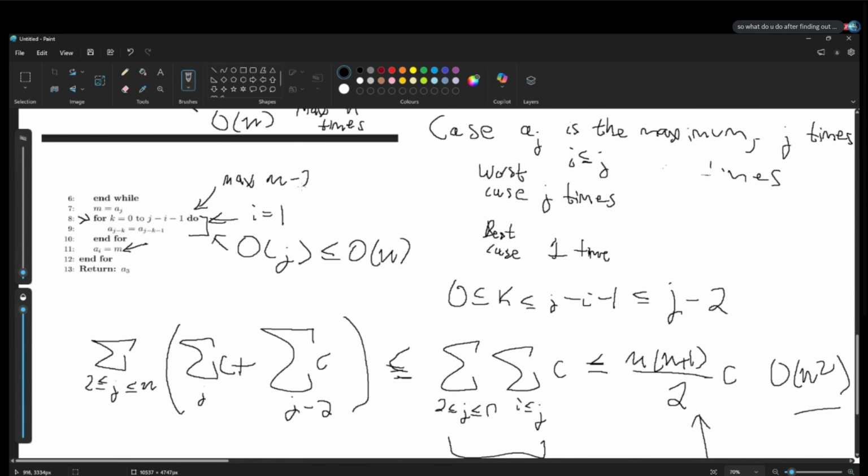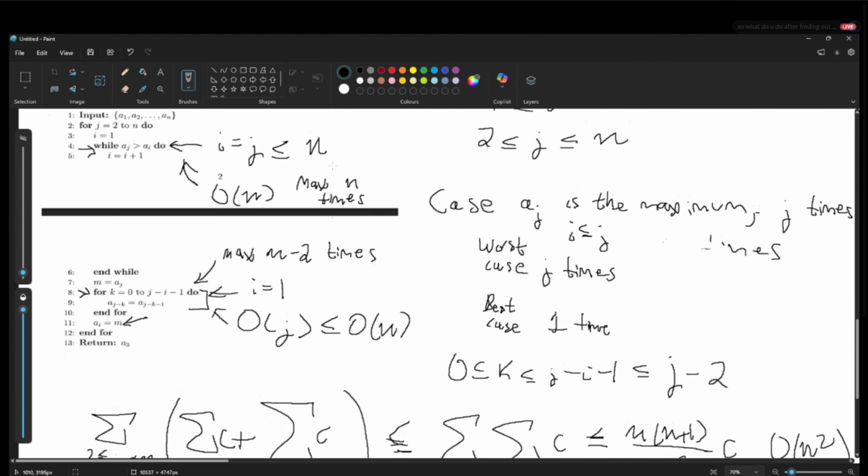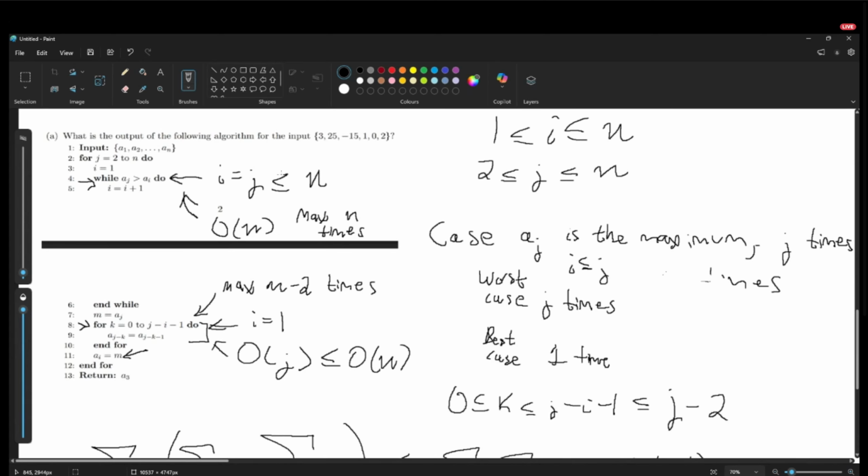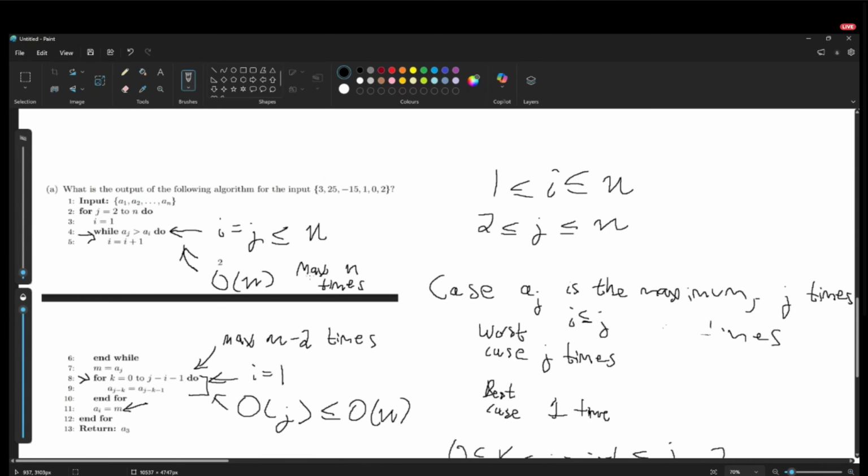So what do you do after finding the max number of times it could execute? Then you just, I would do the inner for, well, actually, I guess it depends. In this case, because you had to know what j does, it's hard to get the for loop's or the while loop's bound, or how many times it runs.